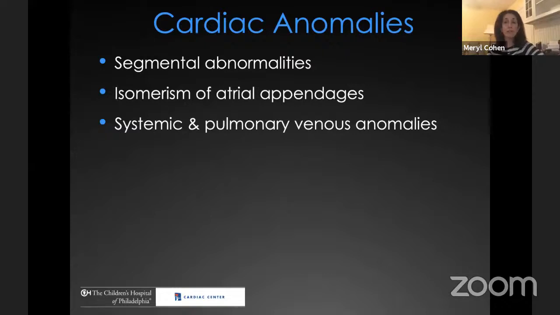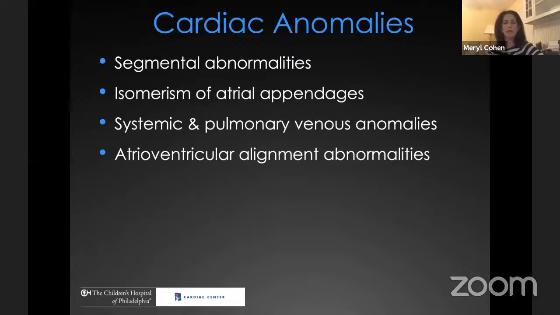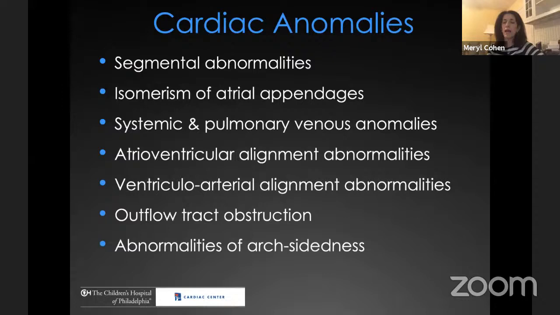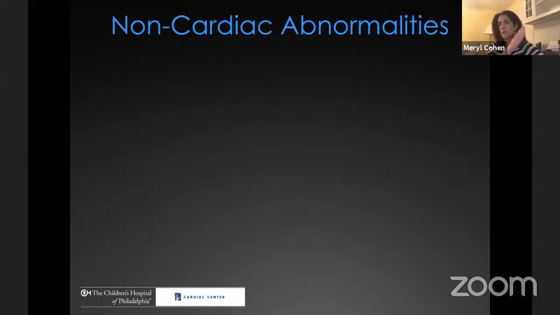There are very frequently systemic and pulmonary venous anomalies seen in heterotaxy. There's atrioventricular alignment abnormalities, ventricular arterial alignment abnormalities. Often there is outflow tract obstruction. There can be abnormalities of arch-sidedness as well. So a whole slew from sort of the beginning of the heart to the end can go wrong in this disorder.